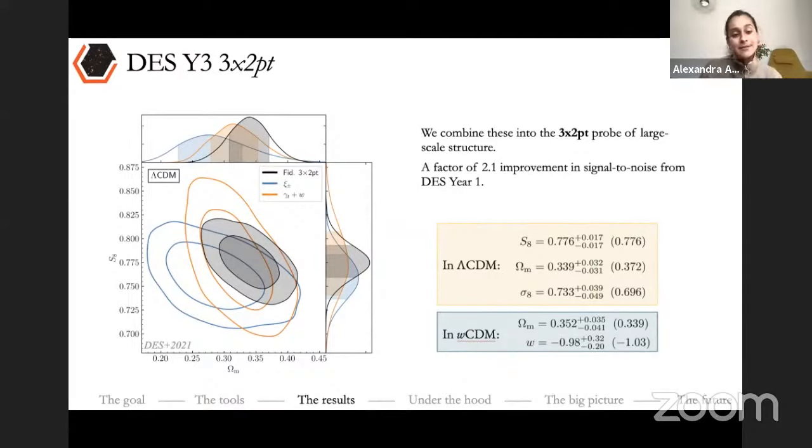The requirement for unblinding our analysis was that these 2 measurements were consistent, and that was satisfied at our unblinding call. We revealed the consistency and we saw that we passed. And so we can combine and look at the 3x2-point results, which is shown in that black contour there. I'm quoting the best fit parameters that we find on the right-hand side, and these are about a factor of 2 improvement compared to Y1 in the sigma 8 and omega matter plane.